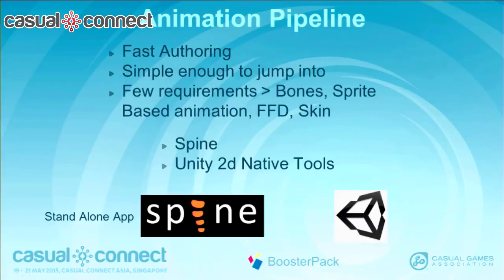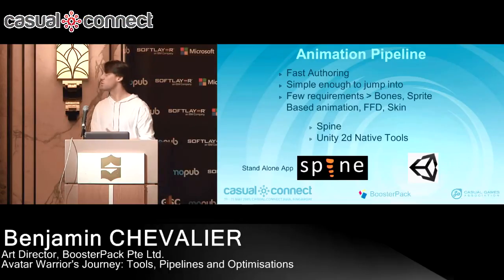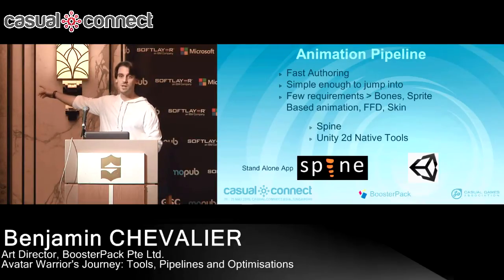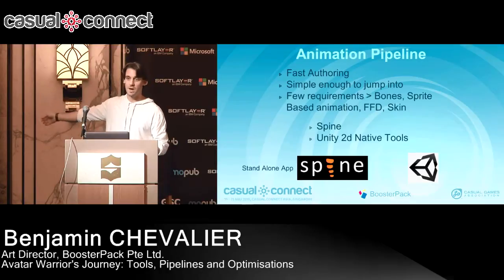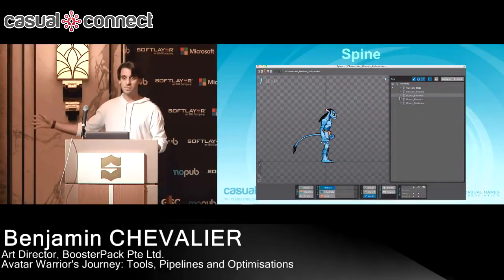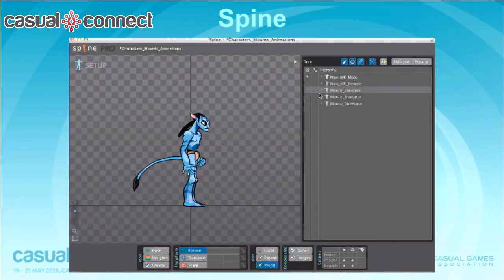Animation pipeline, we were also looking for fast authoring, very easy to jump into, so Spine would be the thing. A few requirements for animation, which are bones, sprite-based animation, like image-based, flipbook-like, freeform deformation, skinning, and all the stuff. And also we use Unity 2D native tools when we need something really, really fast, because Spine is not super fast. We use Spine for characters animation, mounts animation, gear animation, whatever is really important.